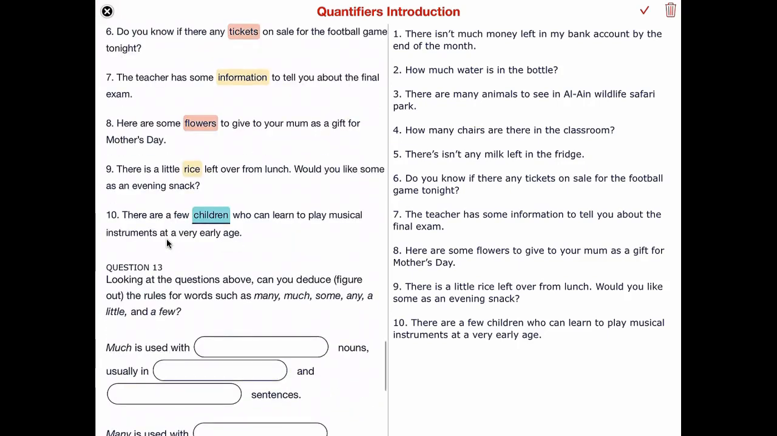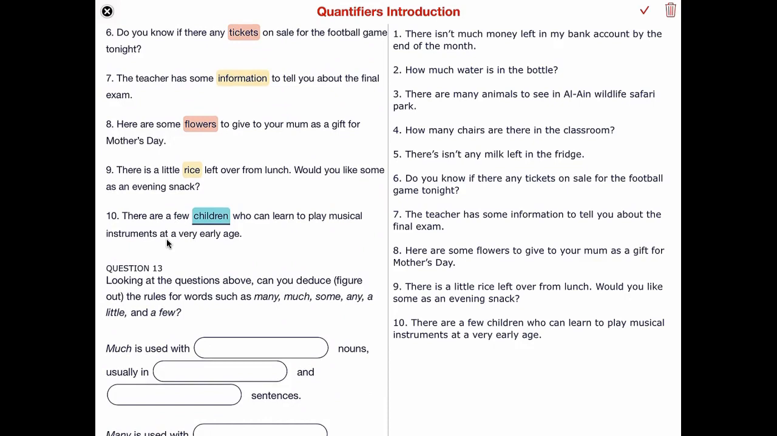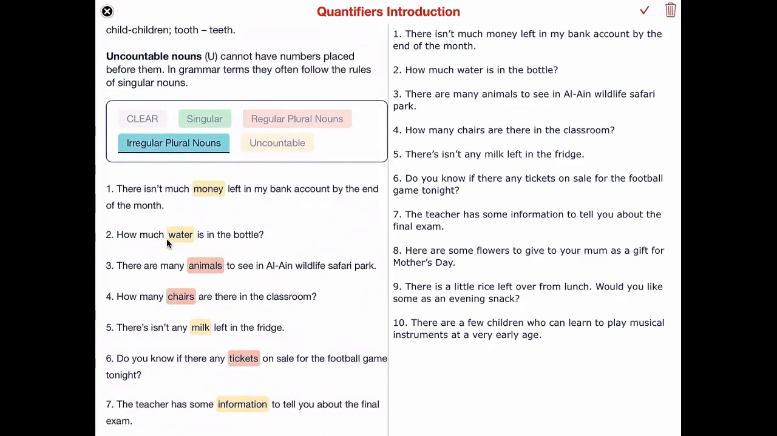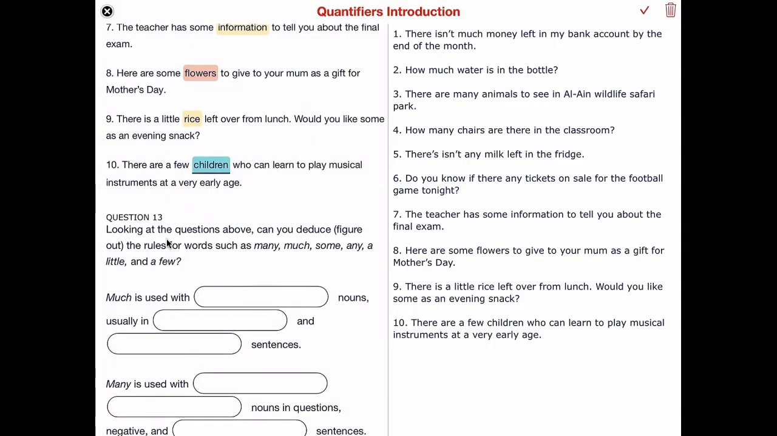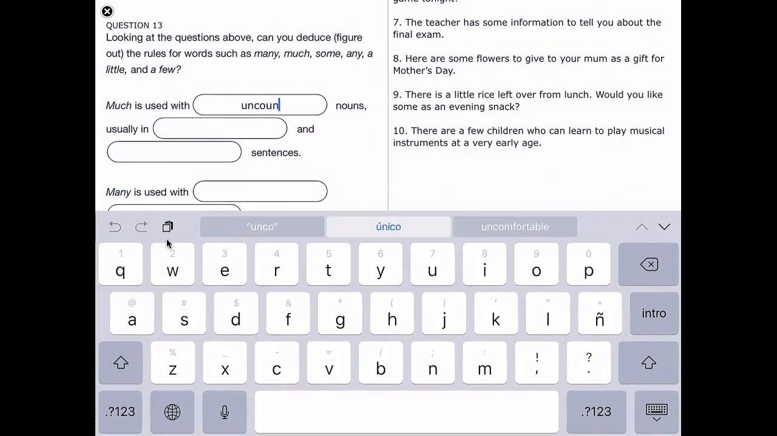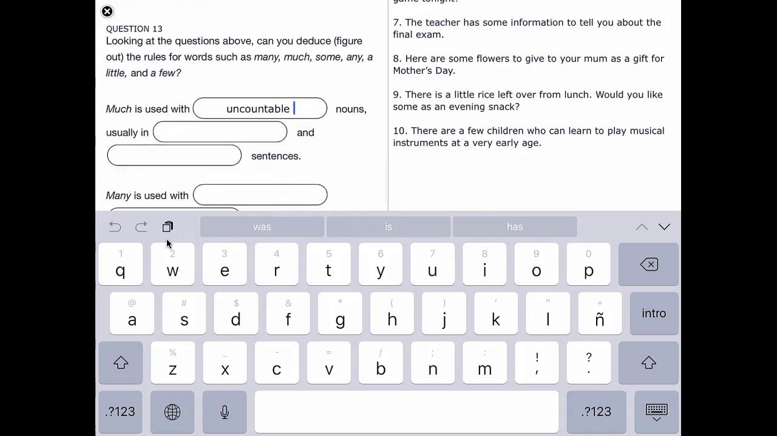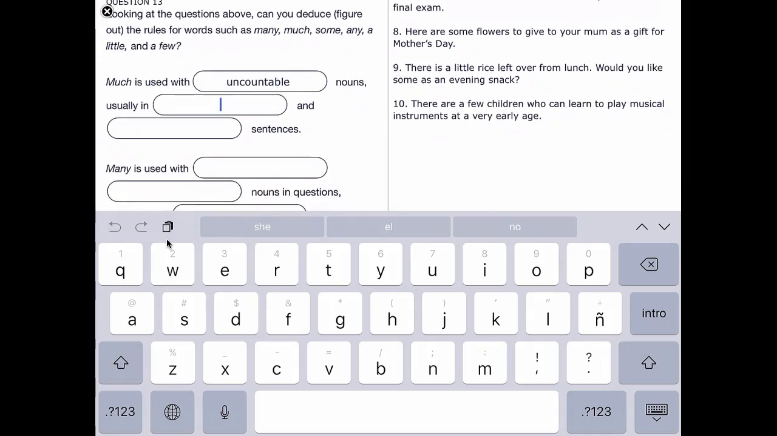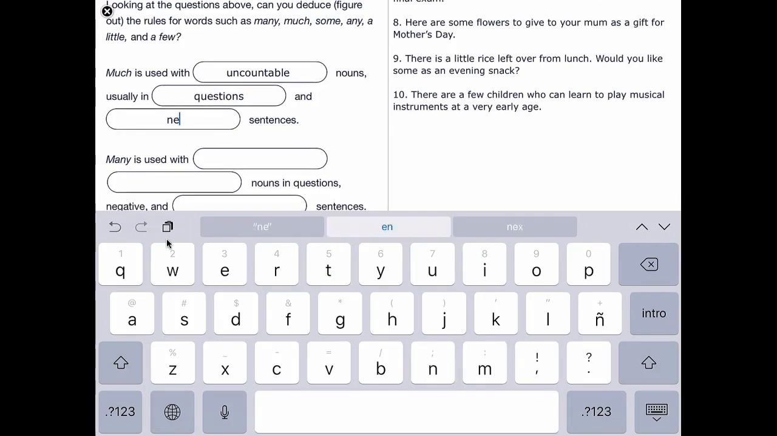Okay. Now, so the last part was for you to take all that information and create your own rules with it. Okay. So we'll go up here with much. Much is only used with what? Uncountable nouns. Okay. Usually in questions and negative sentences.